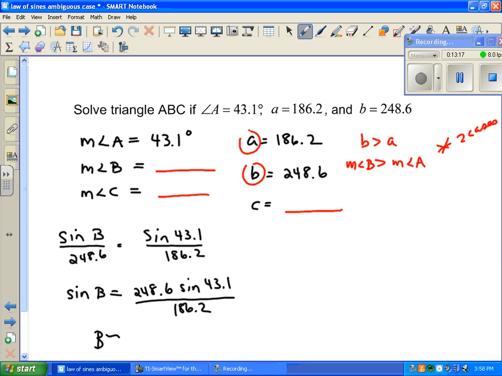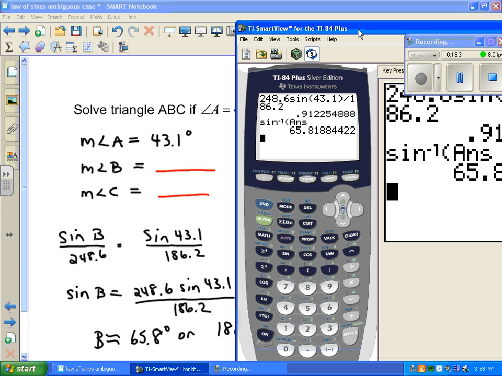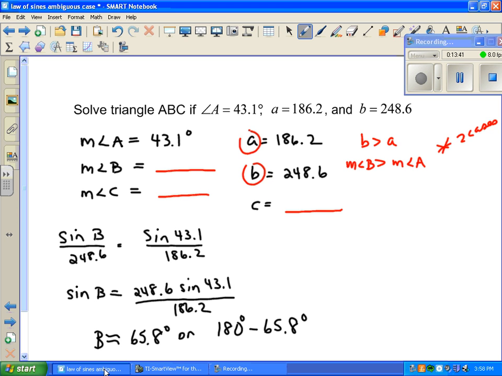So B is 65.8, or let's think of what 180 minus 65.8 would be. Put my degrees symbols in there. So if I take 180 and subtract that, I get 114.2. Okay, so I could have 65.8 or 114.2.